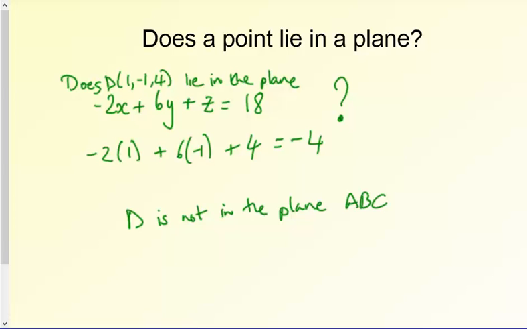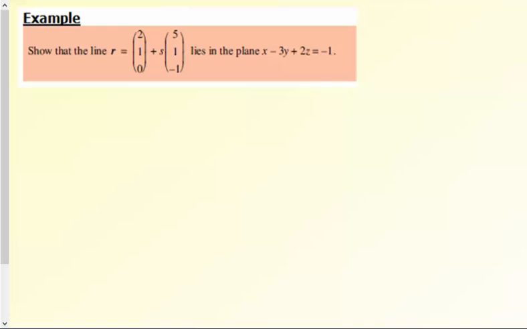And all we had to do was substitute the values of x, y and z into there, and see if it gave us the value that we were after, in this case, which was 18. In that case it didn't, so that showed that this point did not lie in the plane. So in the example here we can do exactly the same idea. What we're going to try and do is show that this line lies in this plane.